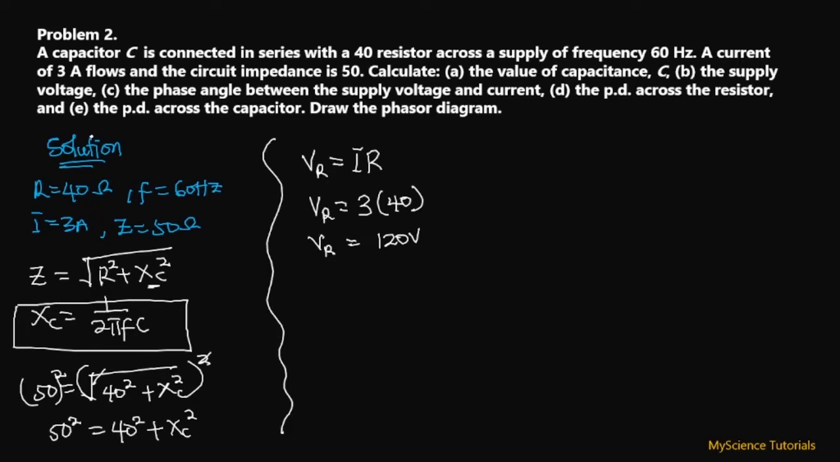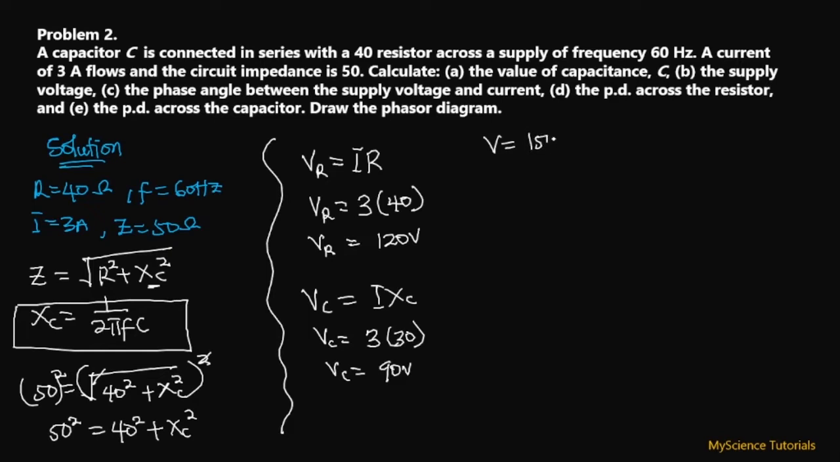Now let's look at the potential difference across the capacitor, VC. VC is given as I multiplied by XC. So VC is equal to 3, which is our current, multiplied by our XC, which we found earlier to be 30. So VC is equal to 3 multiplied by 30, which gives us 90 volts as our capacitive voltage.